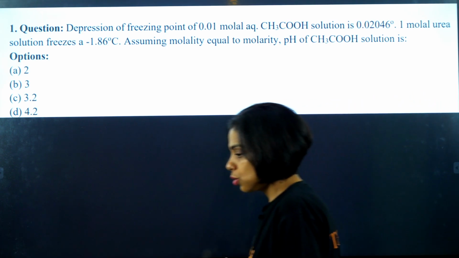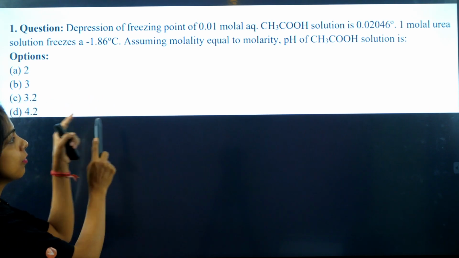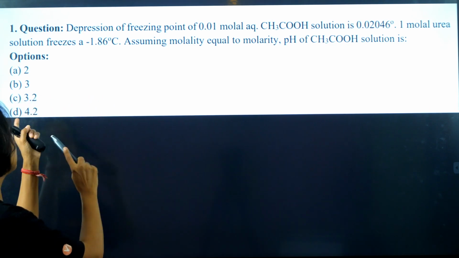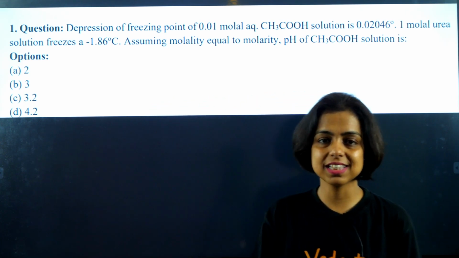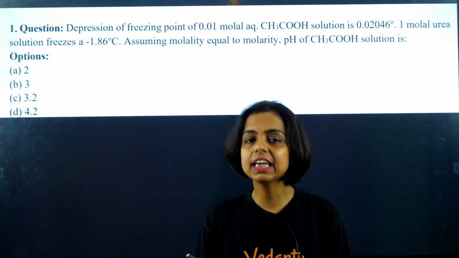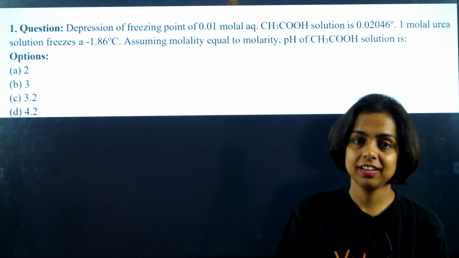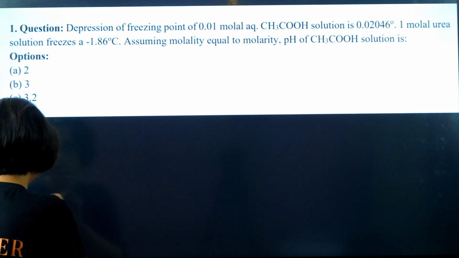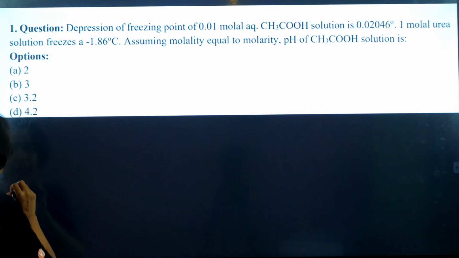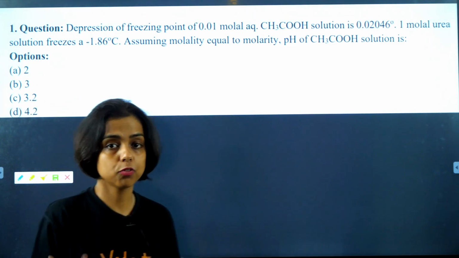Okay guys, so now the next part of the information, 1 molar urea solution freezes at minus 1.86 degrees Celsius. This part of the question is only given so that you can calculate Kf for water, which I'm sure you already know. You are not required to calculate that. I'm sure most of you must have remembered the value of Kf for water.